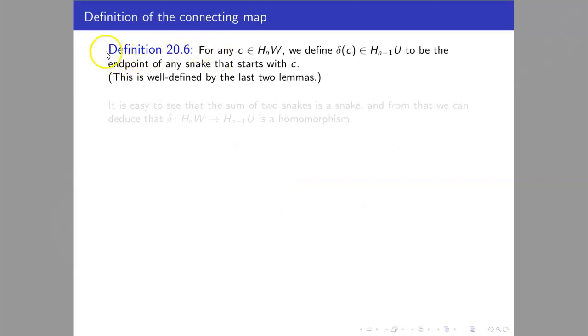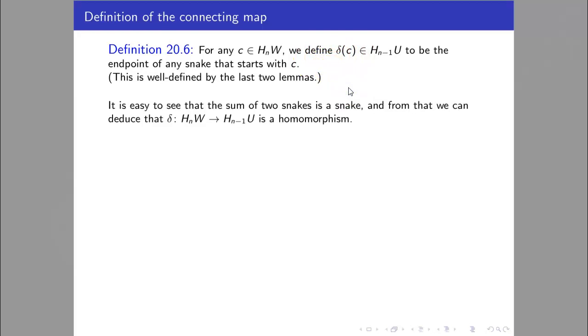So this allows us to make this definition. If we've got any c in H_n(W), we are going to define delta c in H_{n-1}(U) to be the end point of any snake that starts with c. The lemma before last said that there exists a snake that starts with c, and the previous lemma also said that if you take any two snakes that start with c, then they have the same endpoint. So that means that delta c is actually well defined. And as we mentioned a couple of times already, the sum of two snakes is a snake, and using that you can see that delta is actually a homomorphism. So that defines the map delta.